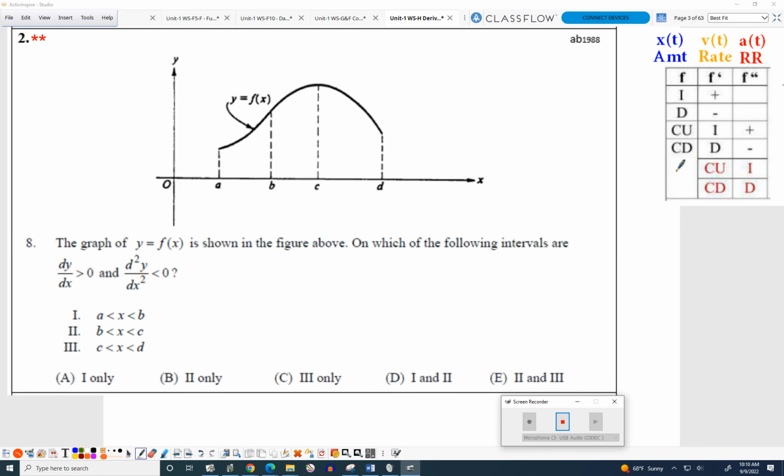Here we go. Number 2, brand new problem again. No new concepts, just a different problem, okay? It says the graph of f is shown. On which of the following intervals is the first derivative of f... This symbol means the same thing as f prime.